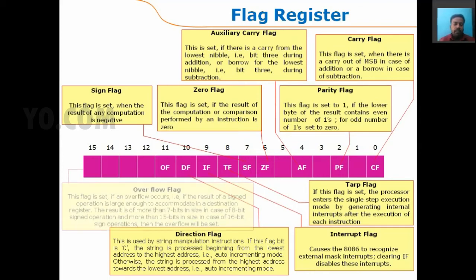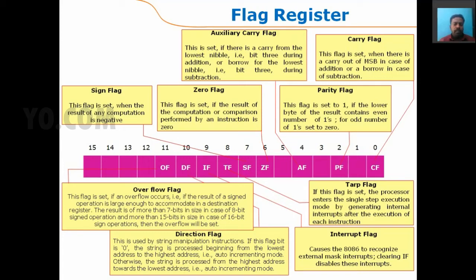And the last flag is the overflow flag. This flag is set if overflow occurs, that is, if the result of a signed operation is too large to fit in the destination register. If you are multiplying two 16-bit numbers, the result is 32-bit. The accumulator can store 16 bits only, so the remaining 16 bits are stored in the D register. So this is the overflow.